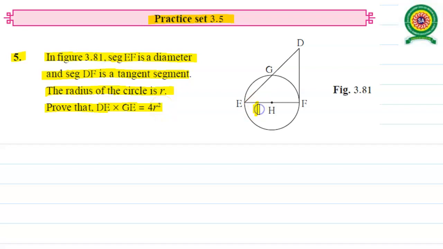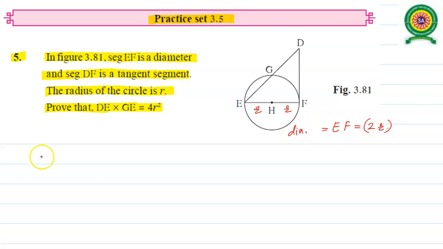Now we are given that the radius of the circle is R. That means EH and HF are the radii of the same circle having the center H, so both are equal to R and R. So we can write now the value of EF. We have R plus R is 2R, and EF is nothing but the diameter of the given circle.